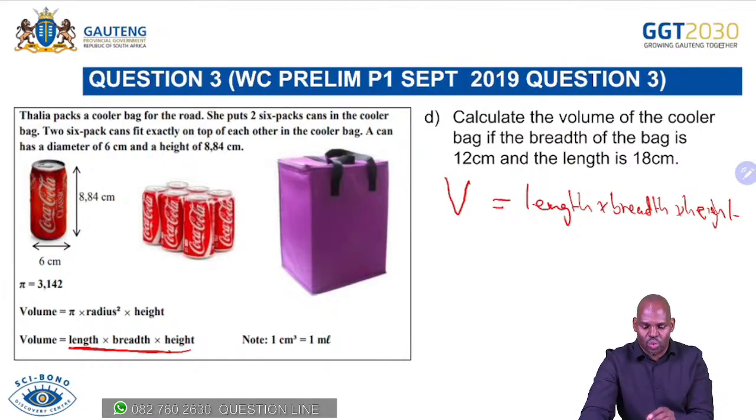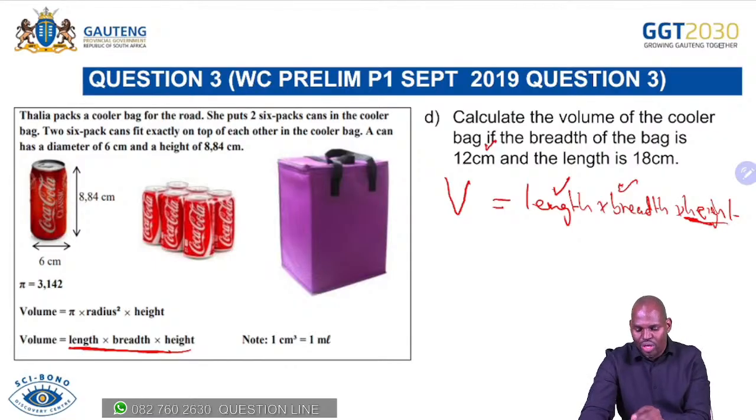Okay, let's check. Do we have everything? Do we have the length? They say the length is 18 centimeters. Yes, we've got the length. Do we have the breadth? Yes, they say the breadth is 18 centimeters. Sorry, the breadth is 12 centimeters. Okay, do we know the height?